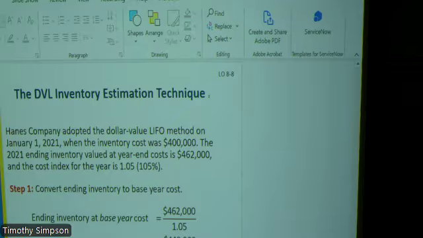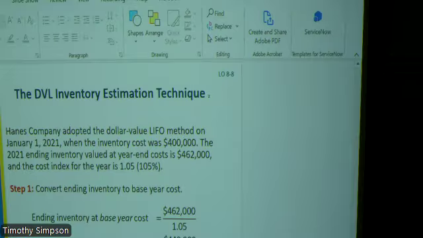So Haynes Company adopted dollar value LIFO on January 1st, 2021, when the inventory cost was $400,000. In 2021, the inventory value at year-end cost was $462,000, and the index was 1.05, meaning that during 2021, prices in general went up 5%. I know that sometimes using some broad macro measure like CPI, Consumer Price Index, or even Producer Price Index may not be applicable, but it's whatever is used by the company, and they've got to justify it. And as long as they're consistent, that would seem to be fine. If it's not a good index, well, it's like a lot of things.